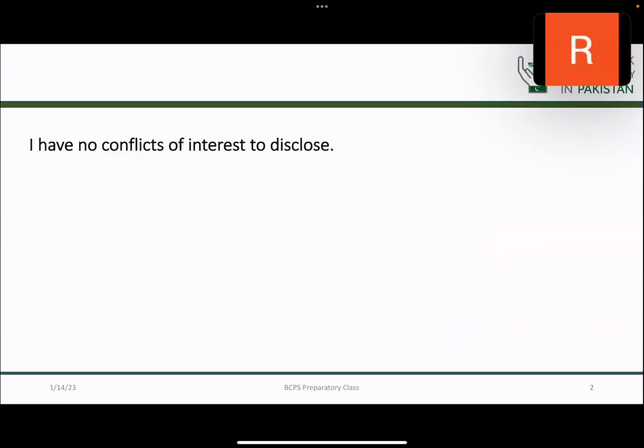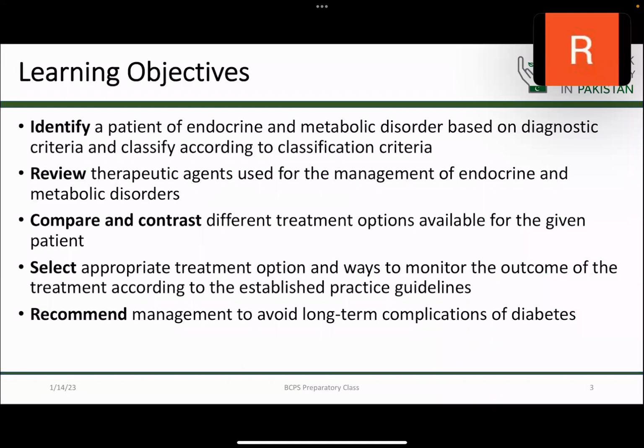So here are some learning objectives of today's presentation. We will try to identify a patient of endocrine and metabolic disorders based on diagnostic criteria and classification. And we will try to classify the patient based on some classification criteria. So I will give you some tips on how we can diagnose a patient of endocrine and metabolic disorders. And mainly we will discuss thyroid disorders, diabetes, and obesity. So these would be our focus.